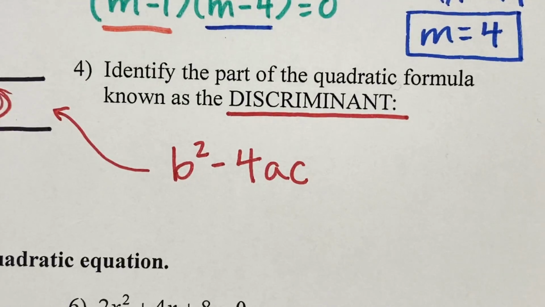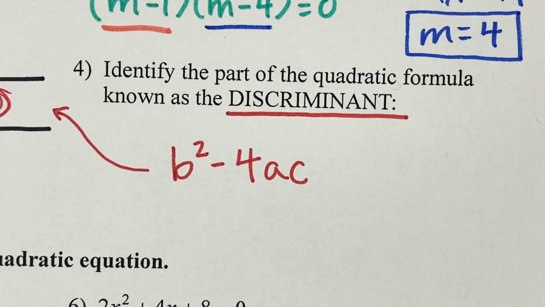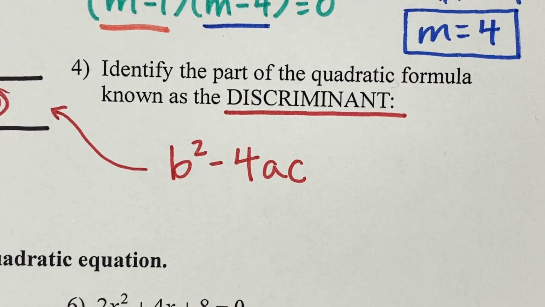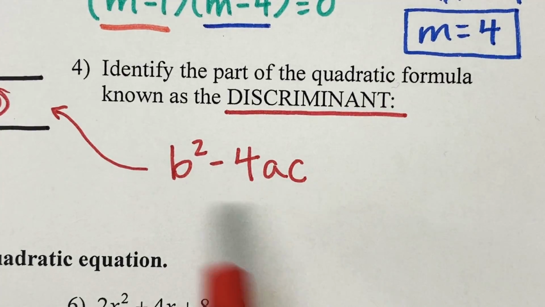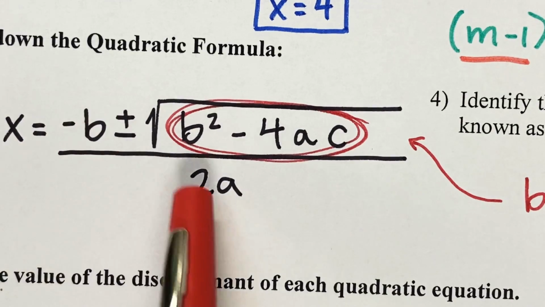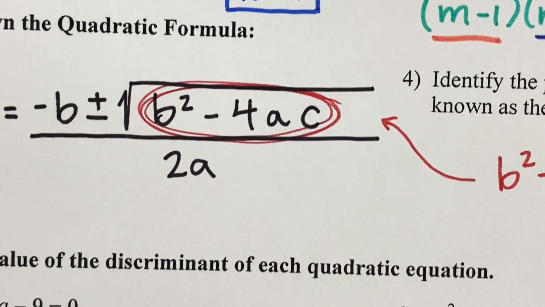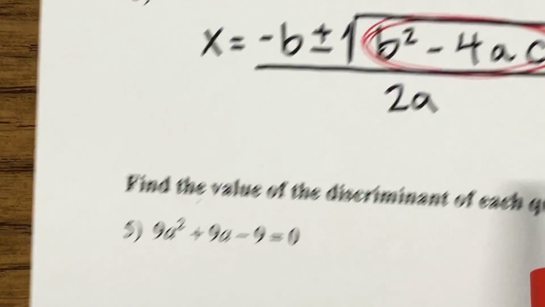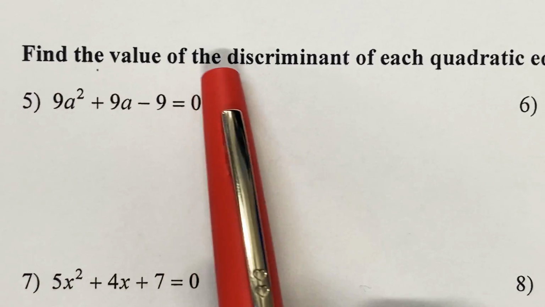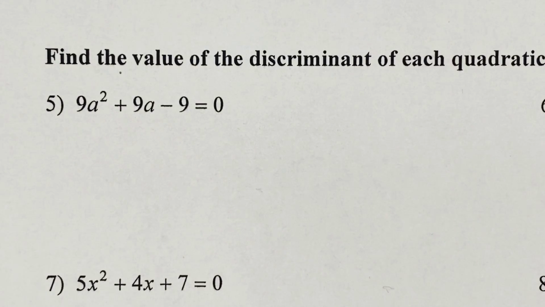So last time we practiced a lot of just solving for the discriminant. Today we're going to solve for the discriminant again, but then we're also going to solve for the whole thing, because really the discriminant is probably the hardest part. Once we do that, it's pretty easy from there. So for numbers 5 through 8, it's asking us to find the value of the discriminant of each quadratic equation. So we're just solving for the discriminant.